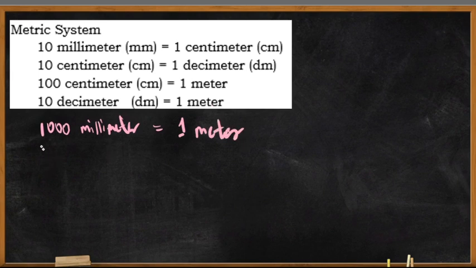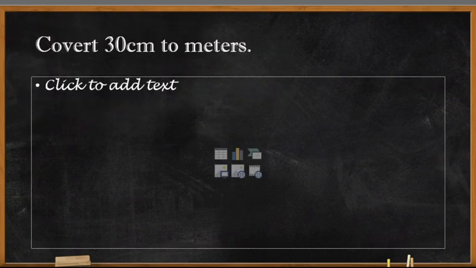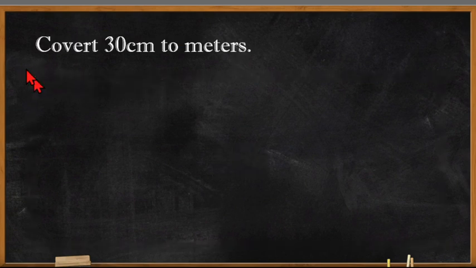Okay, so we know how to convert now by using the conversion factor from the previous examples. So the process will be the same. Without further ado, let's go directly to the examples. We have here our first example. Let me remove this one first. Convert 30 centimeters into meters. Okay, so we just write our solution.